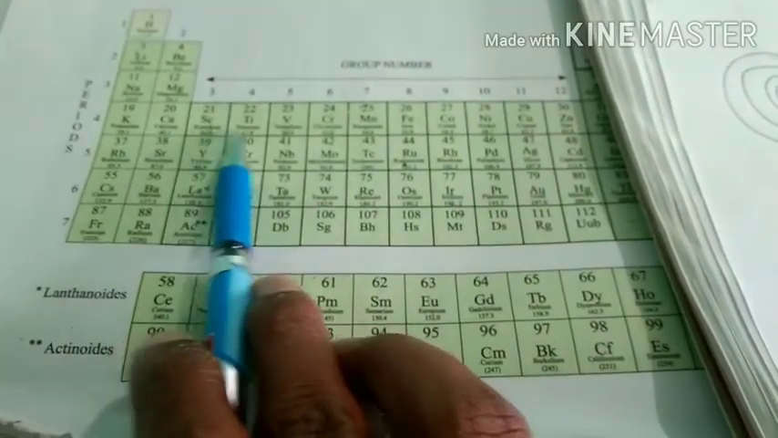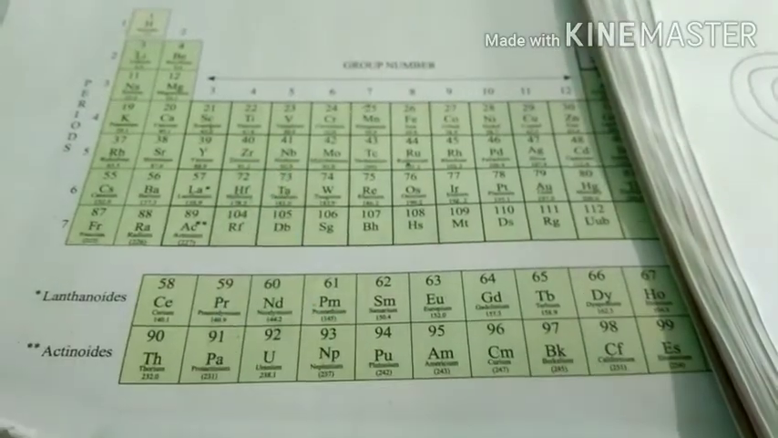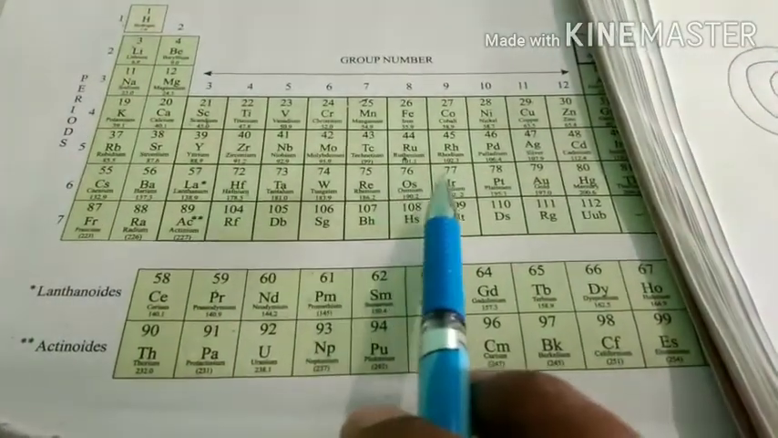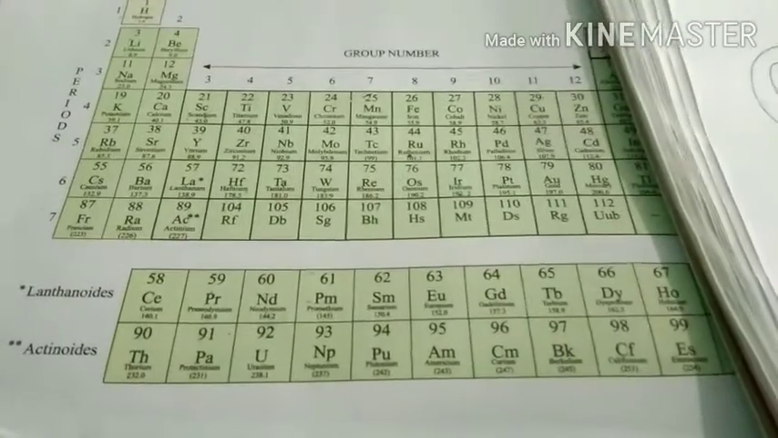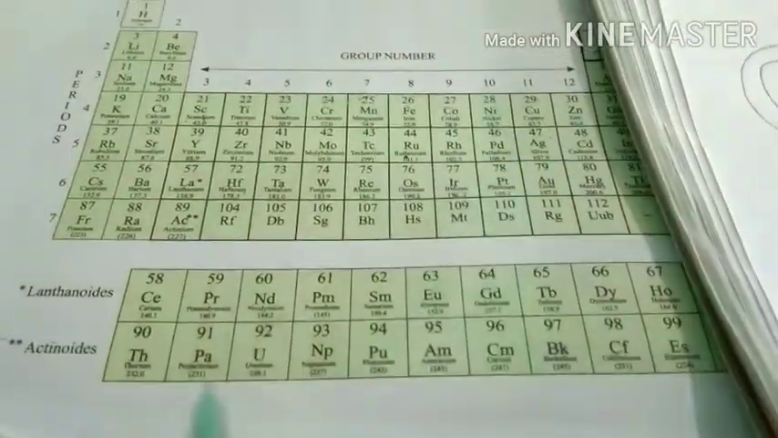Not only this fourth period, the fifth period also: yttrium, zirconium, niobium, molybdenum, technetium, ruthenium, rhodium, all these are also D block as well as transitional.